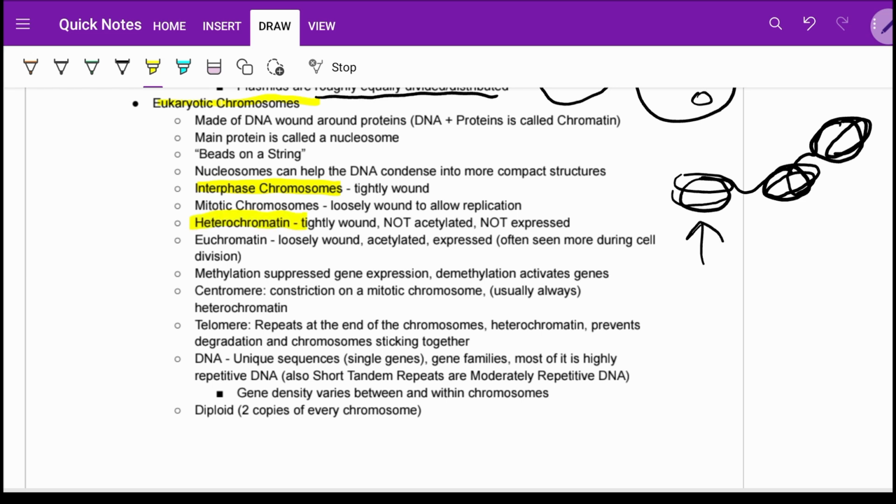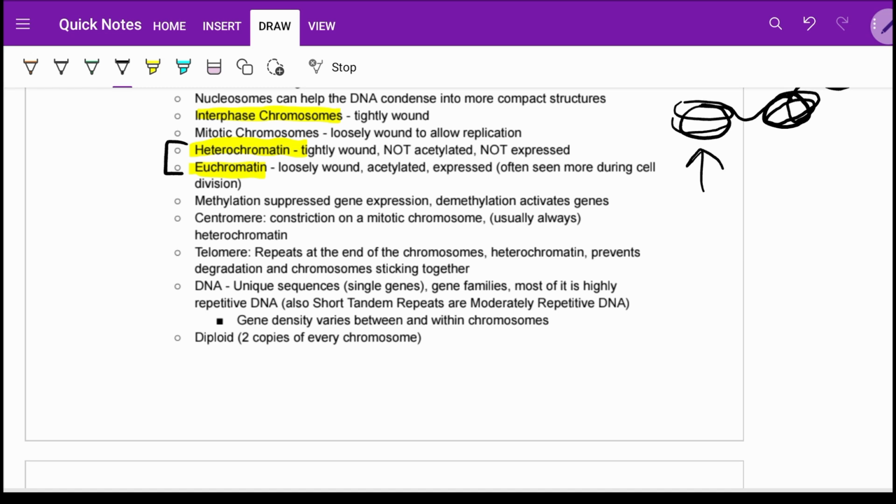So these are tightly wound, they're not acetylated, and they're not expressed, they're not replicated. And then during mitosis, when the cell is trying to divide and replicate that chromosome, it gets loosely wound, and that is euchromatin. So that's acetylated, expressed, it's also replicated. So those are the two phases of chromosomes that you really need to know.